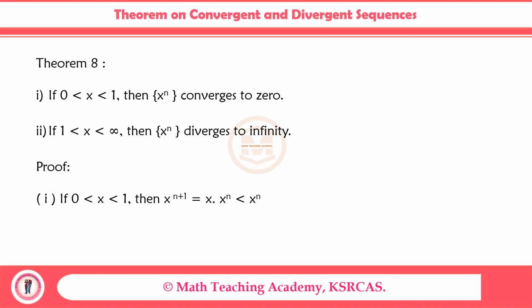Then x^(n+1) can be written as x times x^n, which is less than x^n because x lies between 0 and 1. So x is a fraction, like 1/n. That is why x^(n+1) is less than x^n. So the sequence is in decreasing order. Hence the sequence x^n is monotonically decreasing. To prove convergence, what we have to show is that the sequence x^n is monotonically decreasing and bounded below.